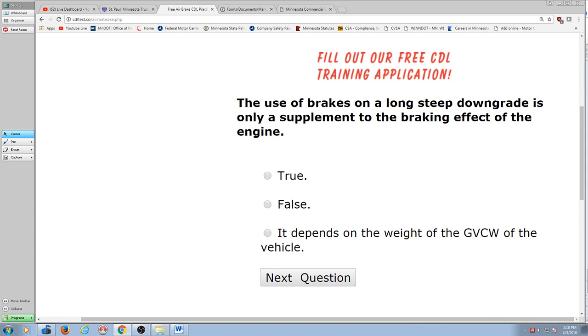The use of brakes on a long, steep downgrade is only a supplement to the braking effect of the engine. True, false, it depends on the GVCW of the vehicle. True. How many for true?